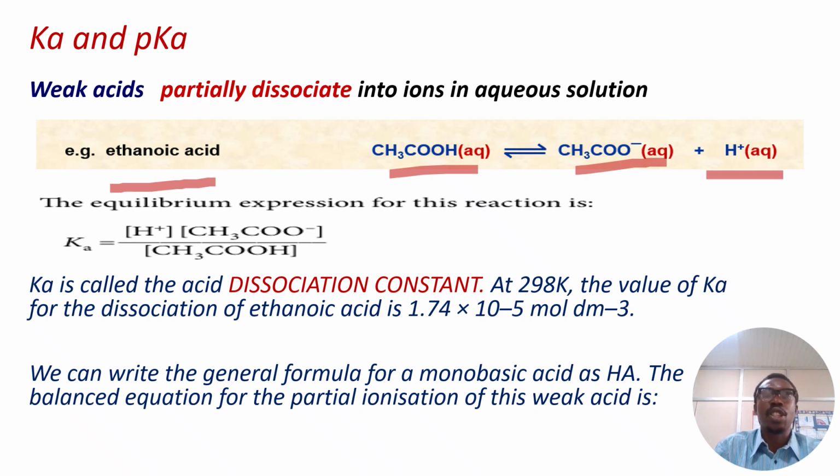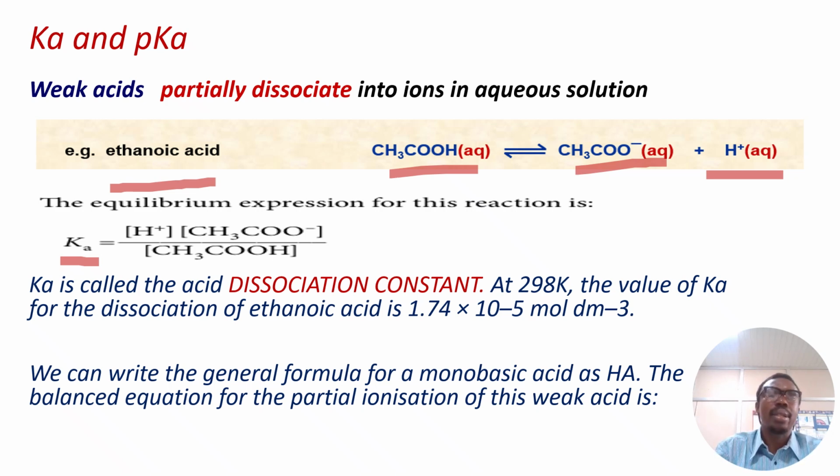Now the equilibrium expression for this reaction, equilibrium constant Kc, is equal to what? The concentration of the products divided by the concentration of the reactant. So the concentration of the hydrogen ion multiplied by the concentration of the ethanoic ion divided by the concentration of the acid. Ka is called the acid dissociation constant at 298 Kelvin. The value of the acid dissociation constant for ethanoic acid is 1.74 times 10 raised to power minus 5 mole per dm cube. So that equilibrium constant is the acid dissociation constant for a weak acid. And we'll have so many weak acids: ethanoic acid, propanoic acid, butanoic acid.